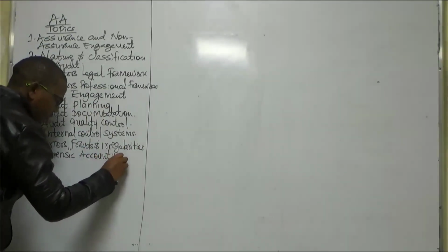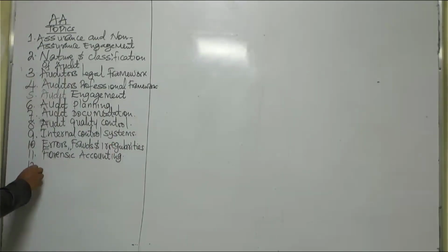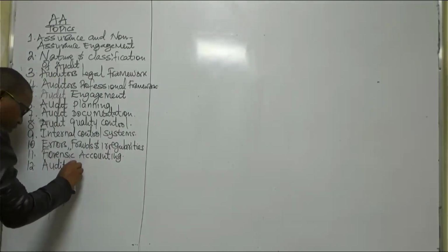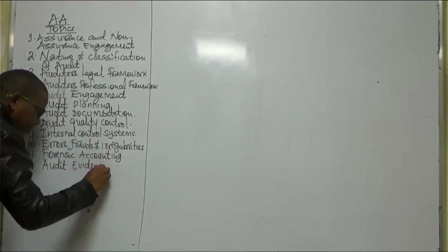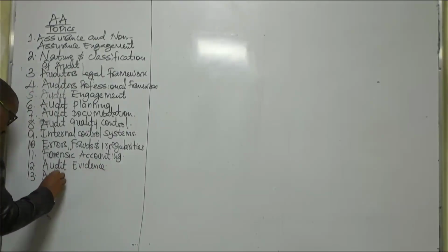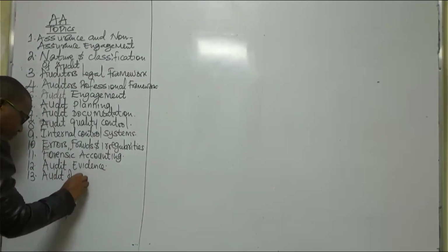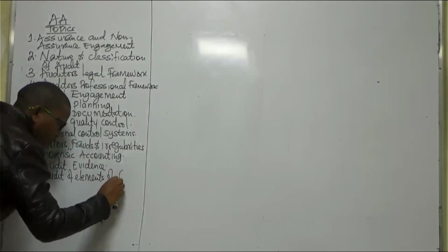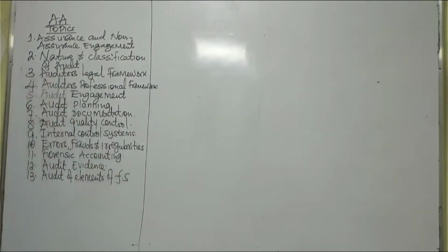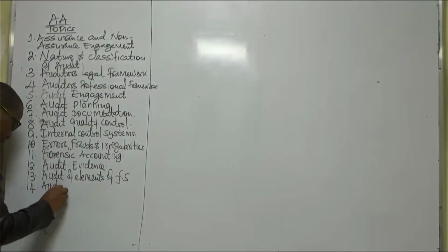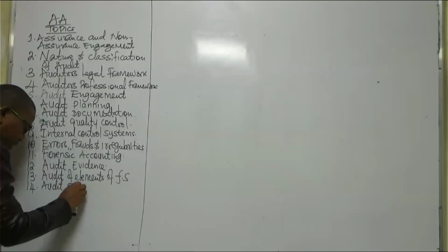Number 12, we'll talk about audit evidence. Number 13, audit of elements of financial statements. Number 14, we'll also talk about audit finalization.